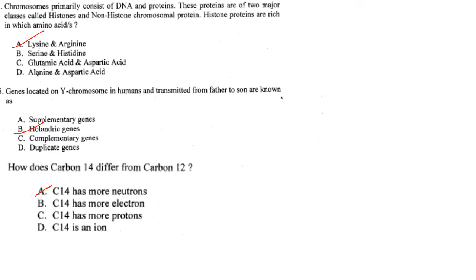How does carbon 14 differ from carbon 12? Now carbon 12 has got 6 neutrons while carbon 14 has got 8 neutrons. So the answer is option A, that is carbon 14 has more neutrons. Answer is option A.